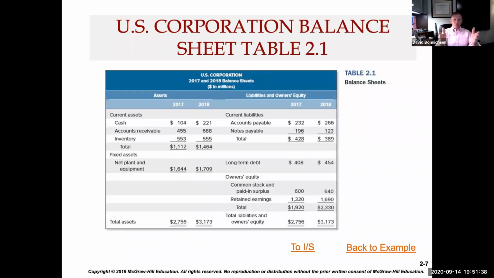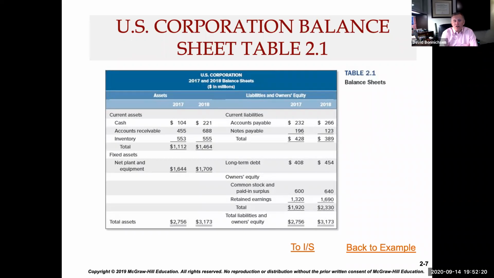Okay, so U.S. corporation, here we've got cash from year over year, so 2017 to 2018. They increased their cash. We've got accounts receivable that went up year over year. We've got inventory that slightly went up year over year. We have PP&E, net plant and equipment, or net fixed assets, that went up year over year. And we've got total assets for both years. Accounts payable went up year over year. Notes payable went down. That's a pretty good thing. Long-term debt went up year over year, meaning we took on more debt long-term, not just in the next 12 months, but a longer maturity than 12 months.